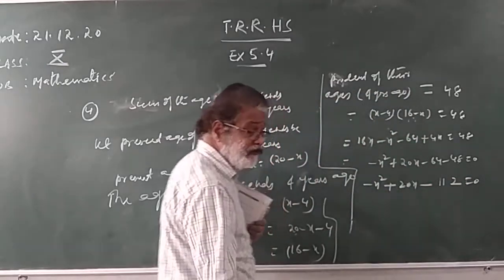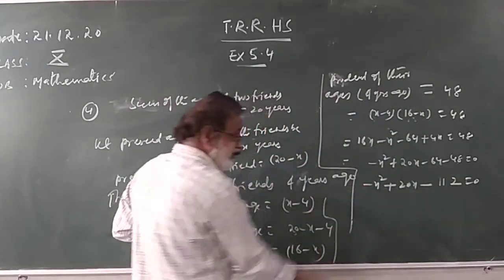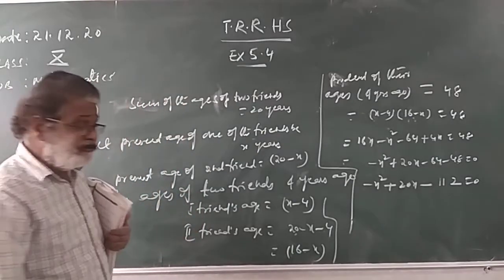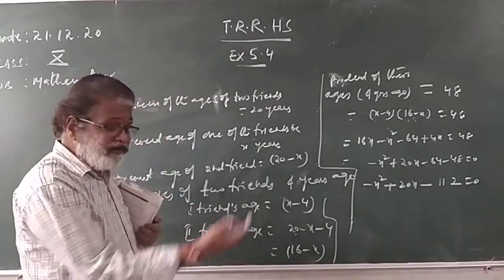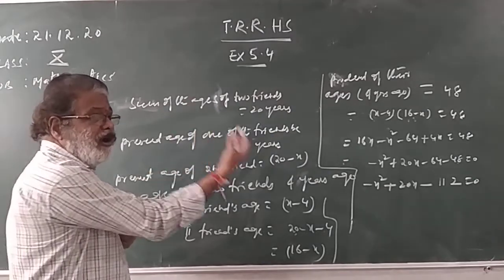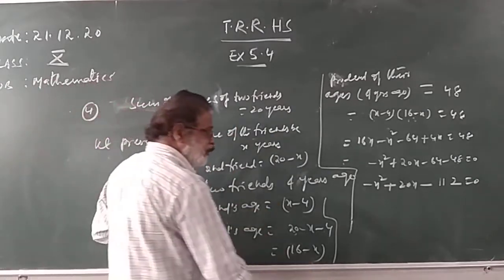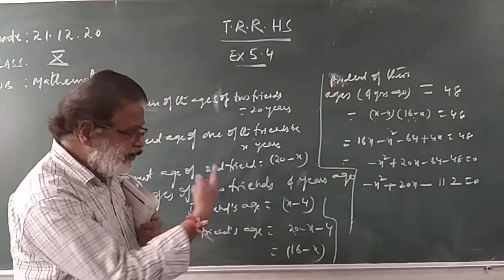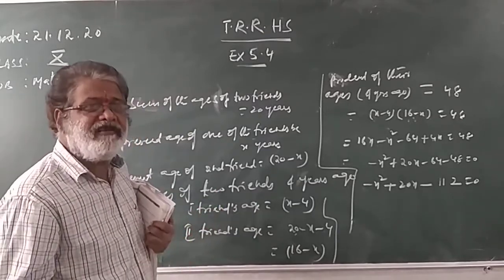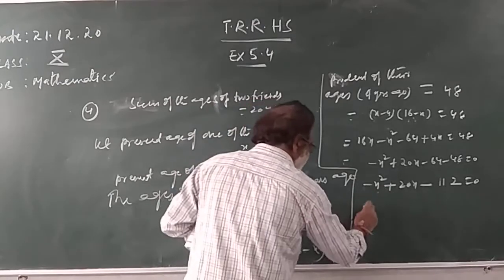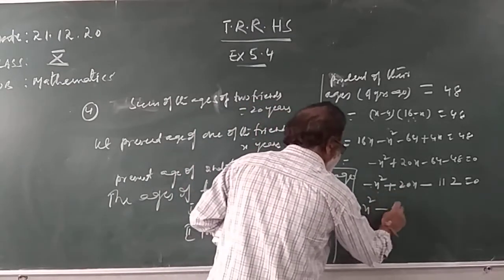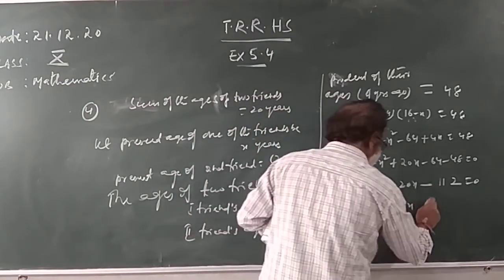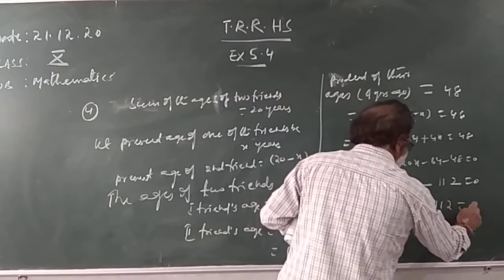The sign of the first term of the second degree term is minus. So to make it positive, you need to change the signs of all the terms, because the sign of the first term is minus. To eliminate that minus sign, we change the signs of all the terms: minus becomes plus, plus becomes minus, minus 112 becomes plus 112, equal to 0.